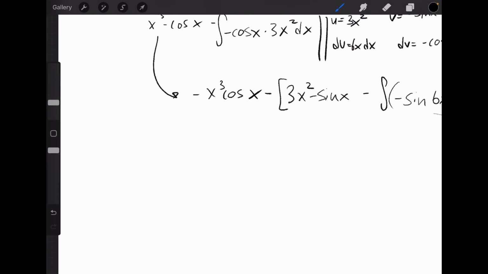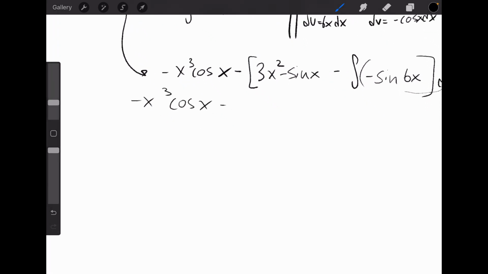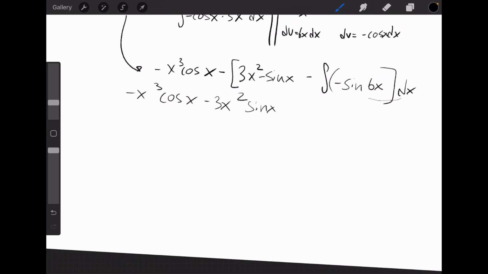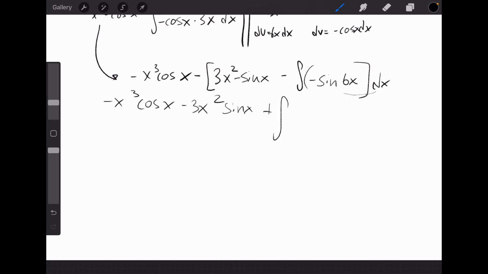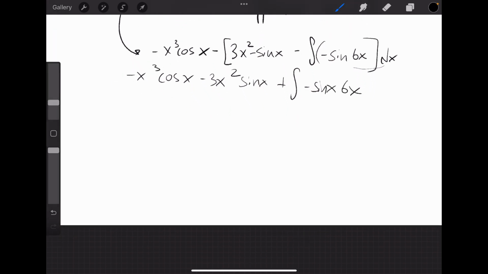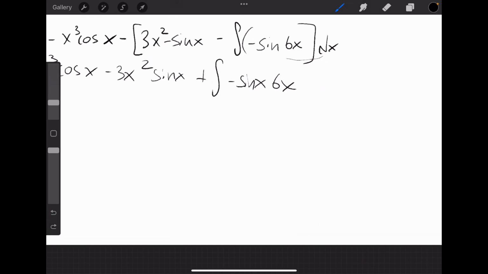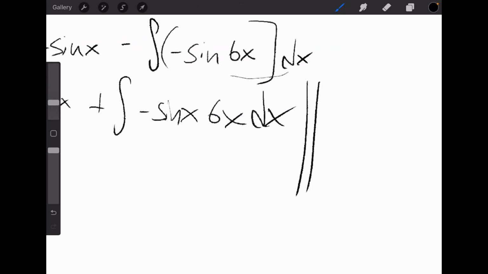So now we're going to rewrite. We have negative x cubed cosine x minus 3x squared sine x plus the integral of negative sine x times 6x dx. This became positive because the negative distributed there. Okay, we're going to have to do this one more time and then we'll be done, because the x will drop out.